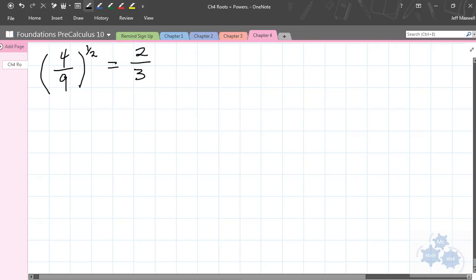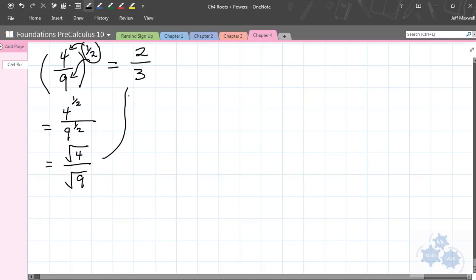And so, when you look at a fraction to the power of a fraction, if you apply this exponent to the numerator, which is the top, and the denominator, which is the bottom, you can. That's also an exponent law that you would have covered in Math 9. So you can view this as 4 to the power of 1/2 divided by 9 to the power of 1/2, which also is the same as the square root of 4 divided by the square root of 9, which simplifies to 2 over 3, since the square root of 4 is 2 and the square root of 9 is 3. So that works as well, and that's important to know how to deal with those fractions.